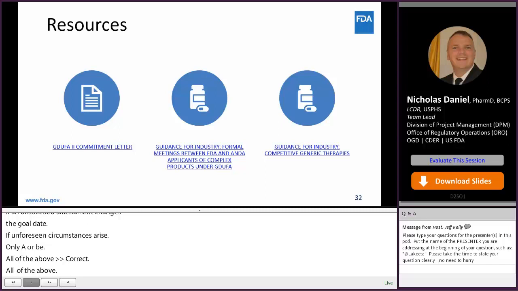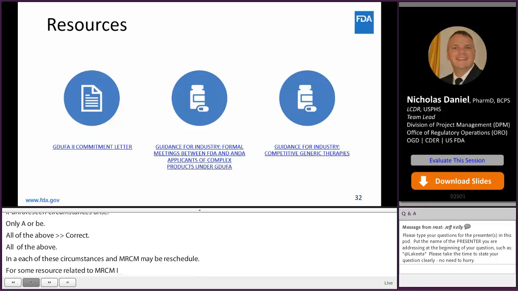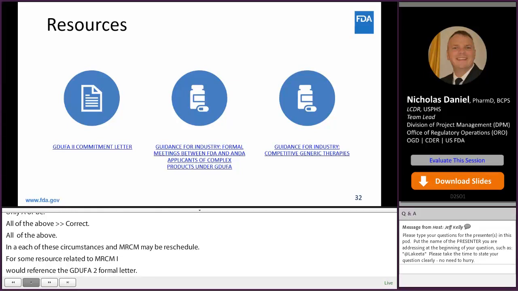For some resources related to MRCMs, I would reference the GDUFA 2 commitment letter, guidance for industry, formal meetings between FDA and ANDA applicants of complex products under GDUFA, as well as guidance for industry, competitive generic therapies.